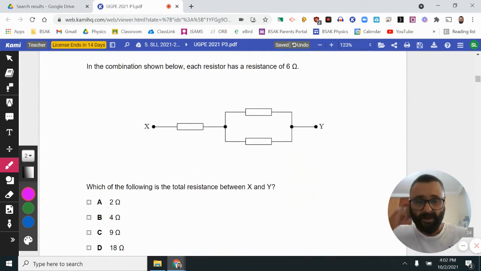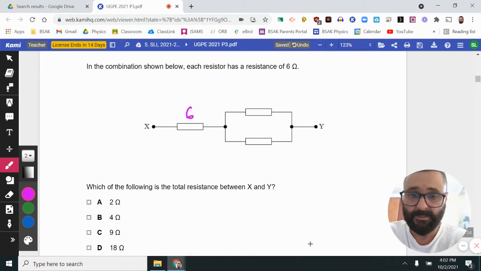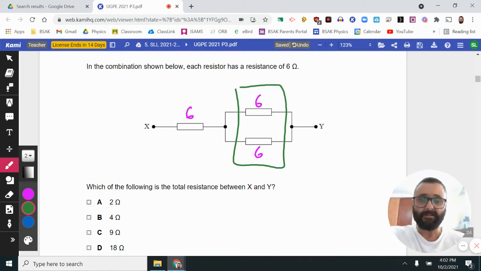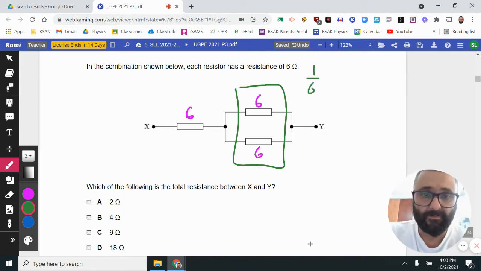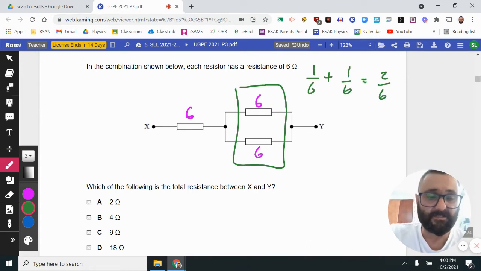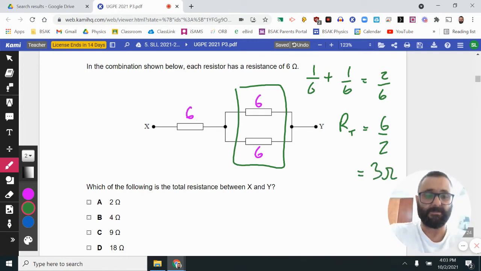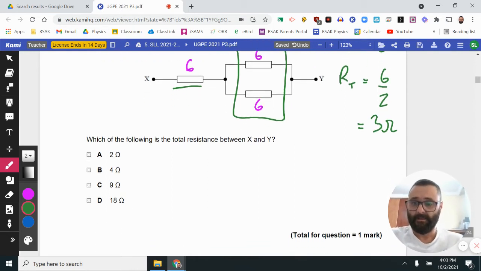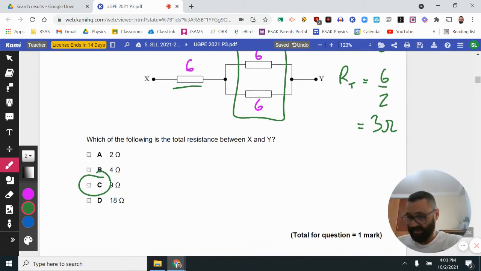Question 5. We've got identical resistors, 6, 6, 6. There's a parallel bit and a series bit to the left. Let's do the parallel bit first. 1 over 6 plus 1 over 6 is 2 over 6. So the resistance of the green part is 6 over 2, 3 ohms. Now in series with a 6 ohm, that's going to make 9 ohms. C.